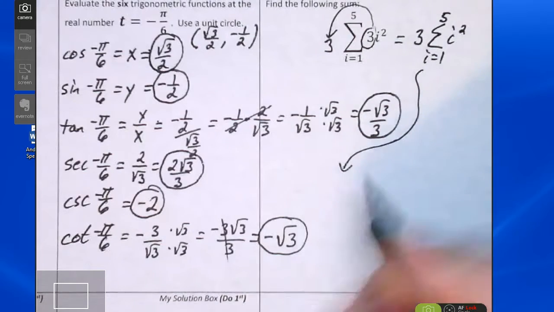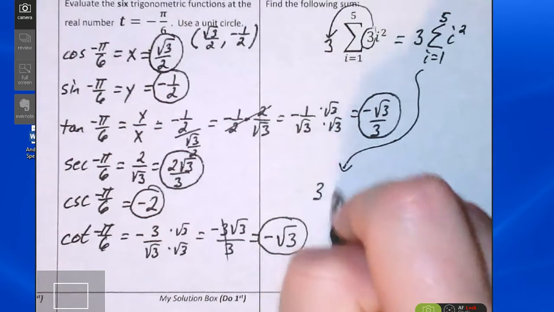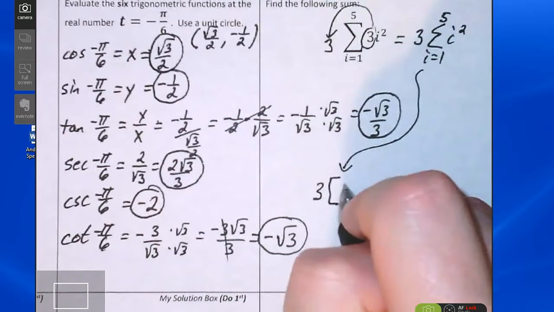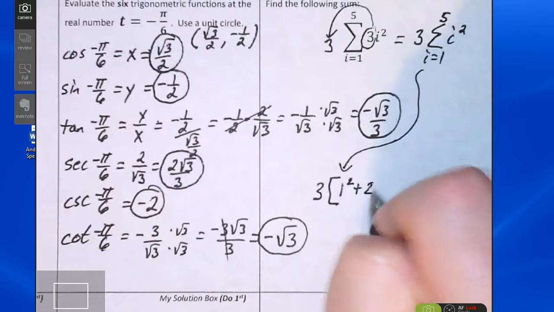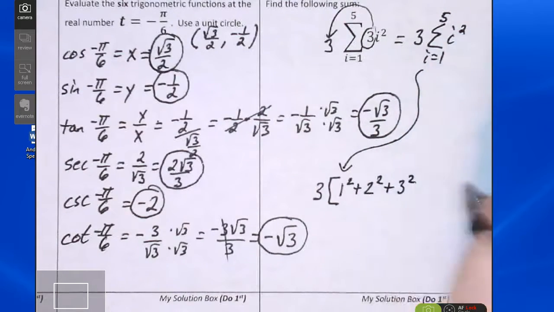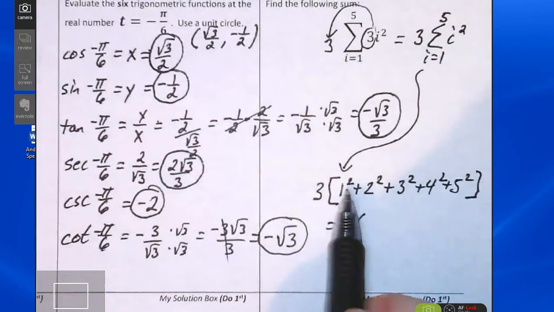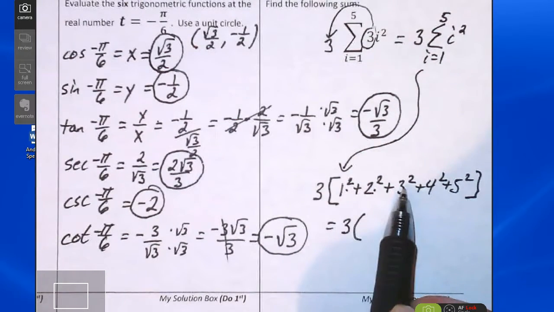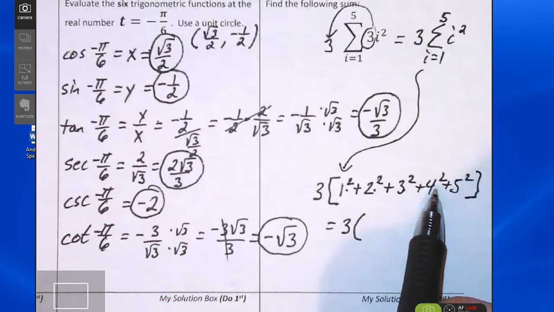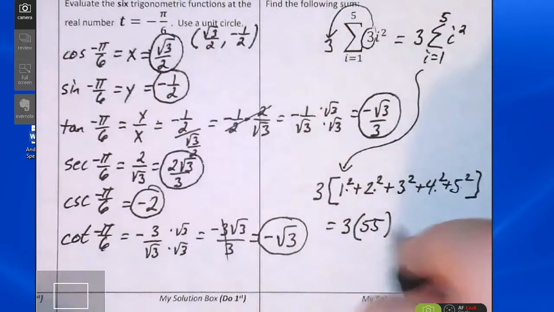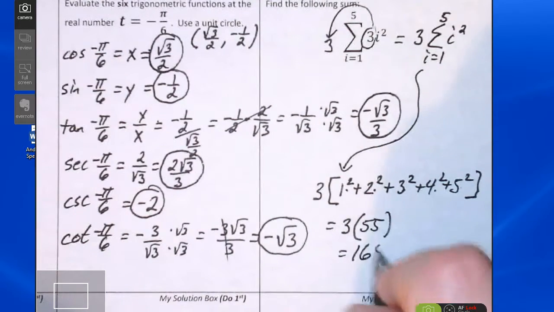Let's do this down here where there's some room. So we have 3 times. Okay, we're going to put in different values of i. So first we have 1 squared, 2 squared, 3 squared, 4 squared, and 5 squared. Okay, this is going to make 3 times. This is 1 plus 4, which is 5, plus 9, which is 14, plus 16 is 30, plus 25 is 55. And 3 times 55 is 165.